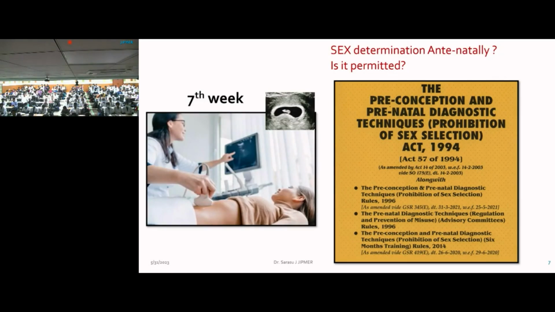Elsewhere, there are countries which do not follow this. Okay, so we have this PNDT Act, and for any ultrasound you use, you have to follow this Act.